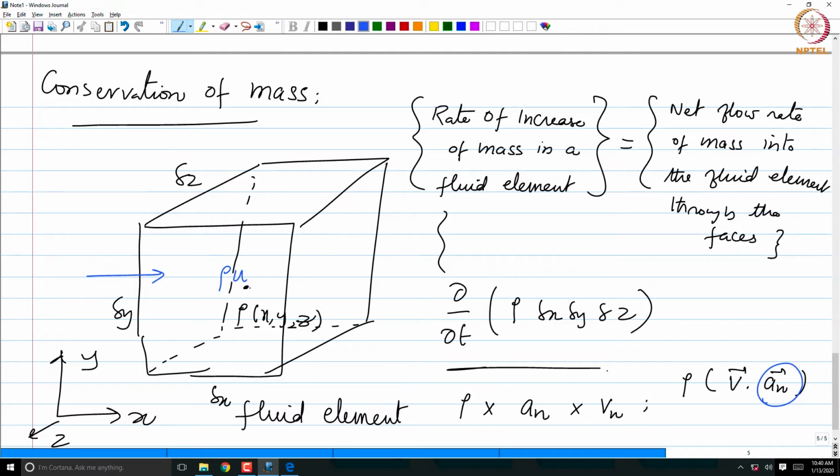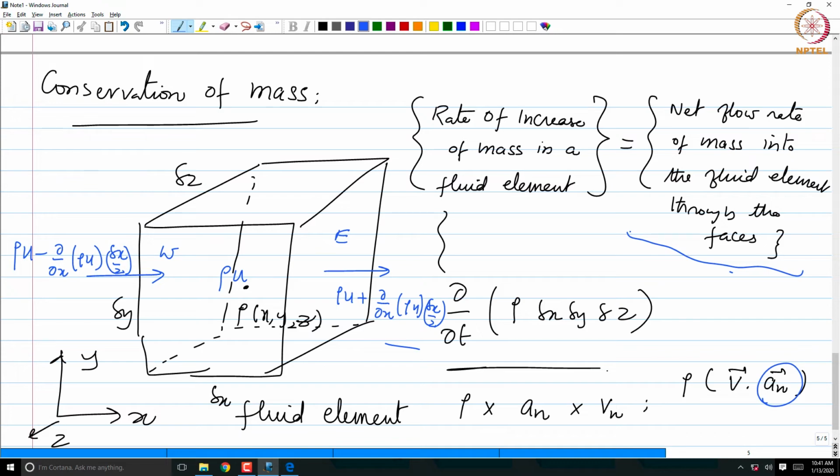If the momentum at the center is rho U, that is in terms of x, y, z, what will be the momentum on the west phase? I can use the Taylor series expansion and construct it again. So this would be rho U minus partial x of rho U times delta x by 2. Similarly, momentum on the east phase would be rho U plus partial x of rho U times delta x by 2. So this is on the east phase, this is on the west phase.